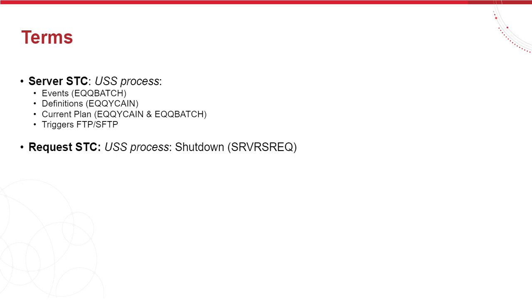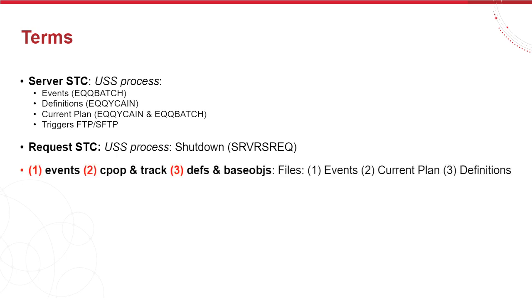AAI needs the following files. Events contains event data for a specific time span, say the last 2 minutes. CPOP and track are two files containing current and previous plan data, which is part of the event data. These files are generated by programs EQQY and EQQ batch. Together, files defs and base objs form the definition data.